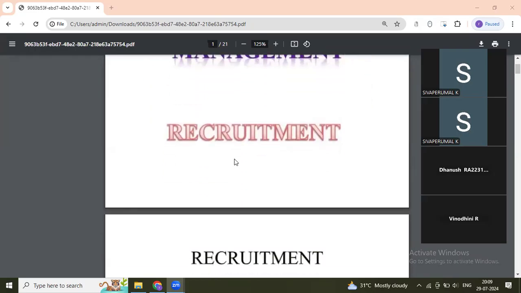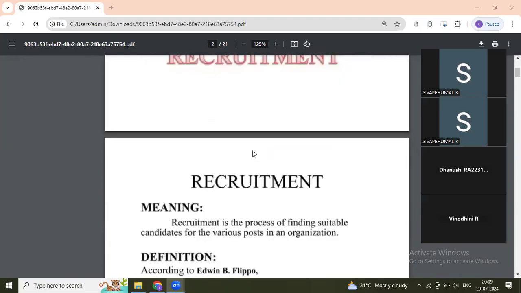Today we are going to discuss recruitment in HRM. We will open the second unit through online class. First, we look at the meaning of the recruitment process.